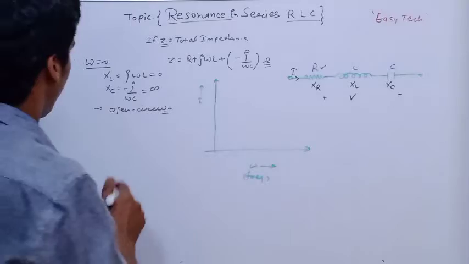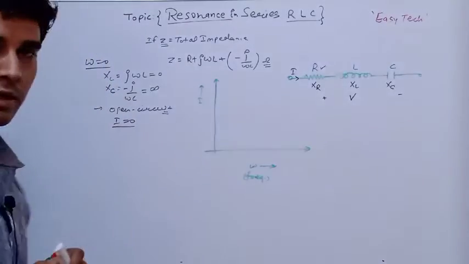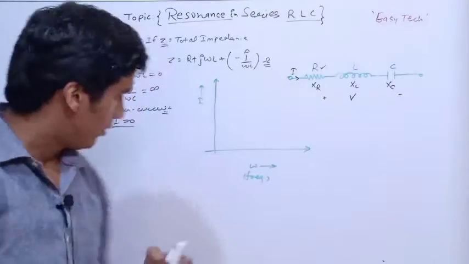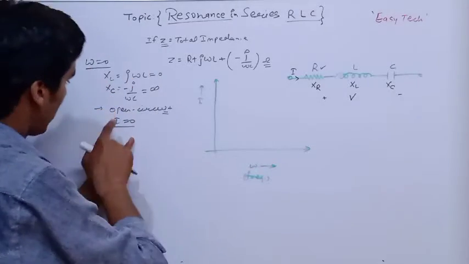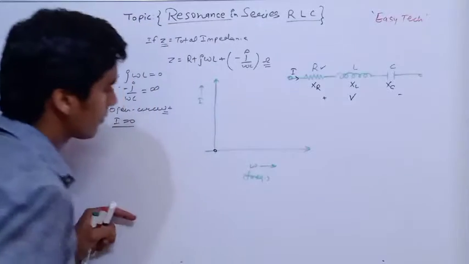If it is an open circuit, in that case the value of current will be 0. Why? Because in an open circuit there is no closed connection. If there is an open connection, then the current flowing into the circuit is 0. That means if omega is equal to 0, the current value will be 0.